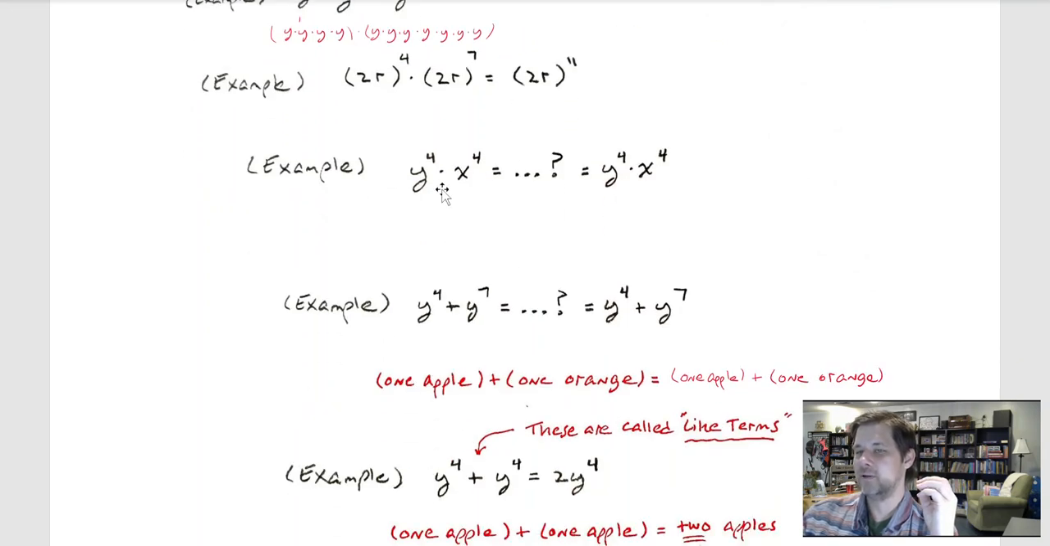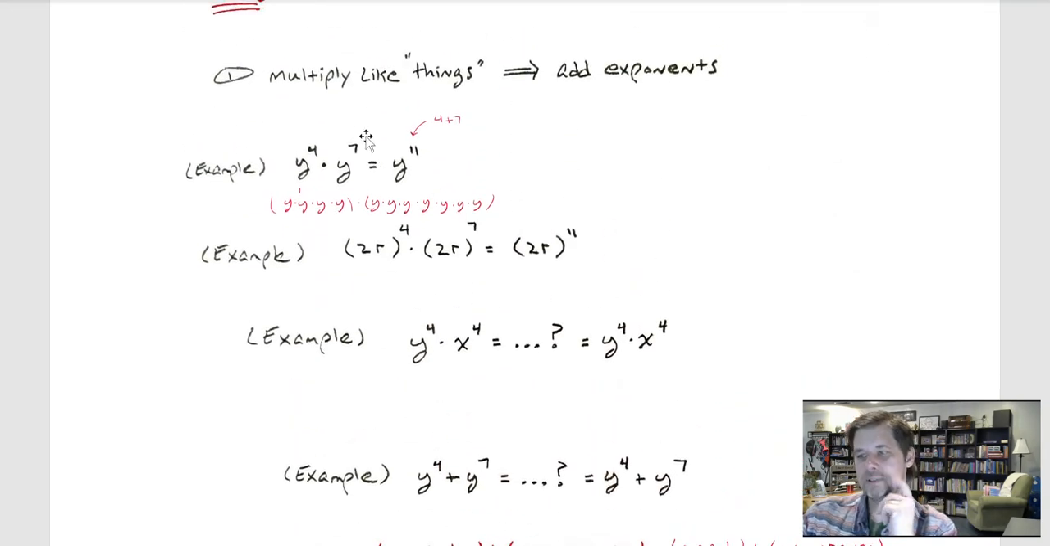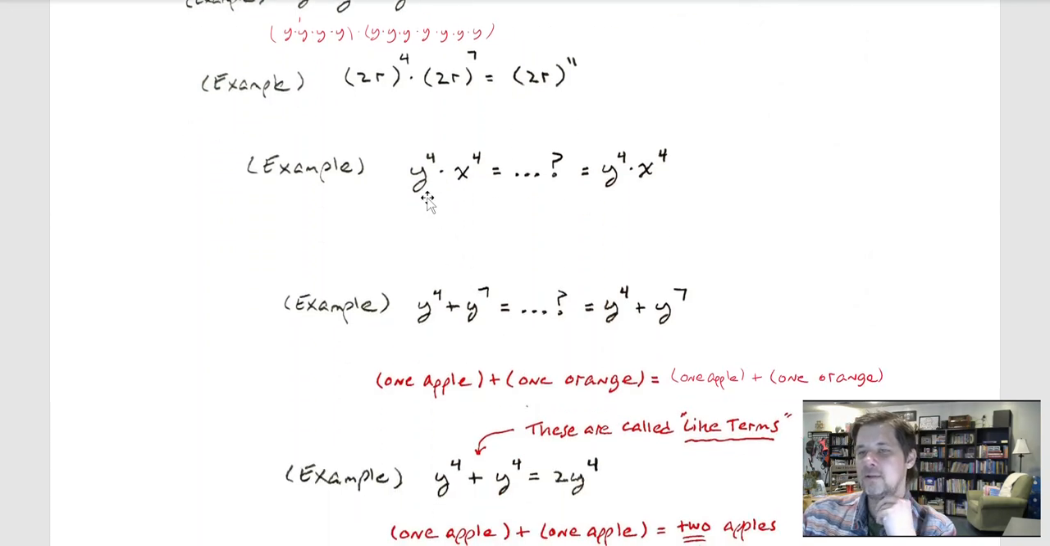What about over here? My rule says if you multiply like things, you add the exponents. y and y are like things. 2r and 2r are also like things. What about y to the 4th times x to the 4th? Well, those are not like things. y and x are two different things. Obviously, they're not the same. In the context of algebra, they'll probably be different numbers, or we would have to at least assume that they might be different numbers.